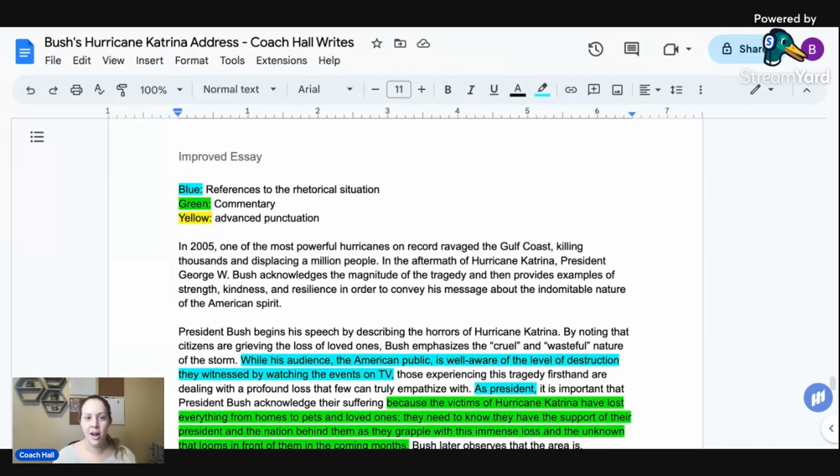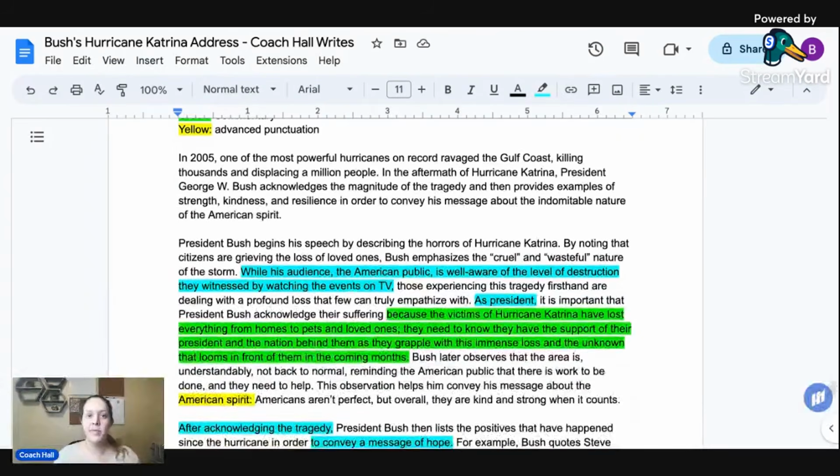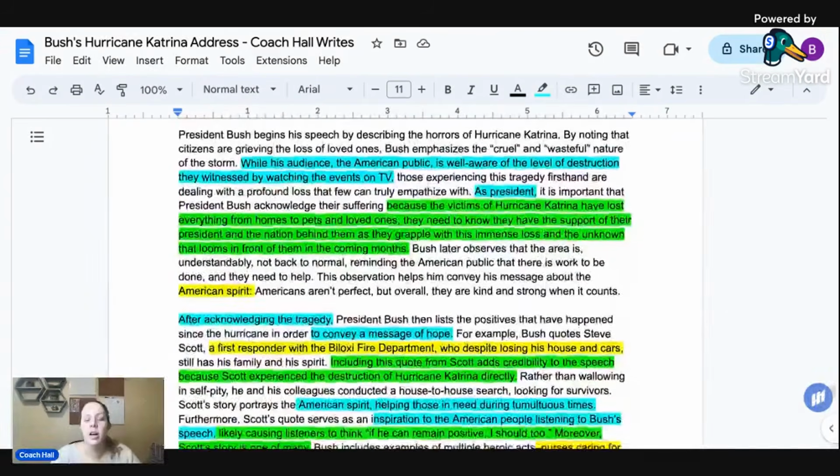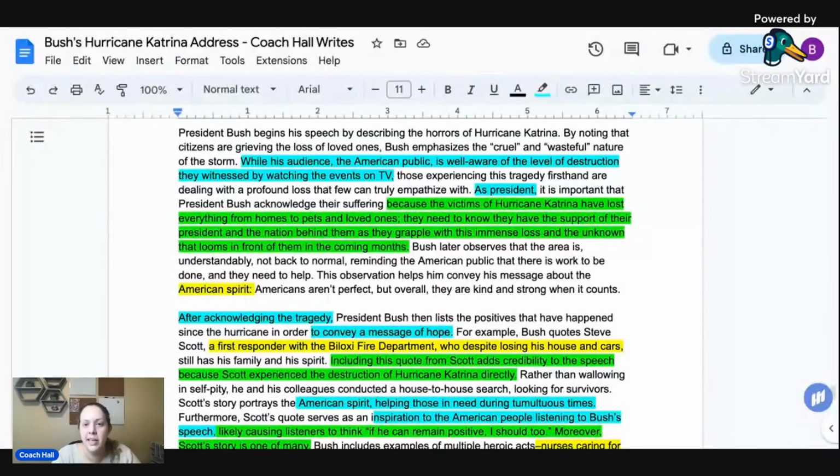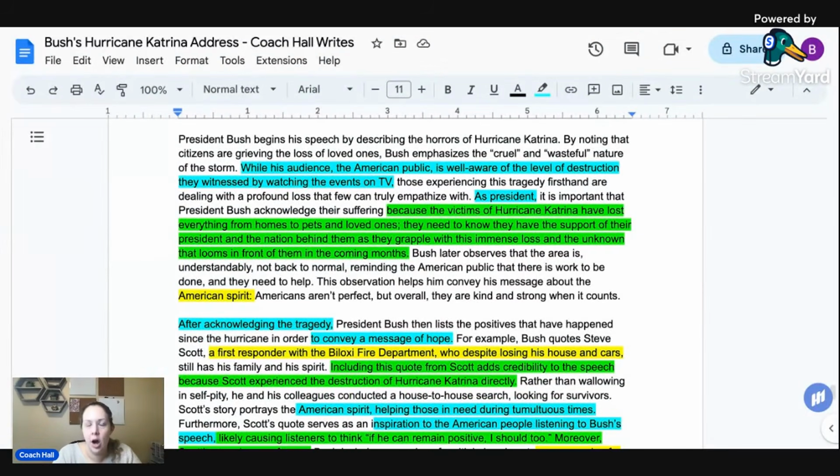The green is going to be commentary, and then yellow is advanced punctuation, just because I wanted to point out a couple places where we could use that advanced punctuation effectively. So the intro is the same, so I'm gonna just scroll down here. You can already tell that the paragraphs are noticeably longer, but please know that a long paragraph doesn't automatically mean that the essay is going to score well. It's really about the quality of the analysis.